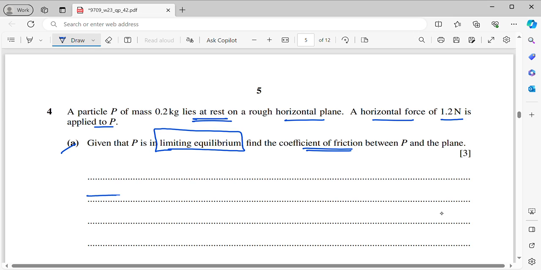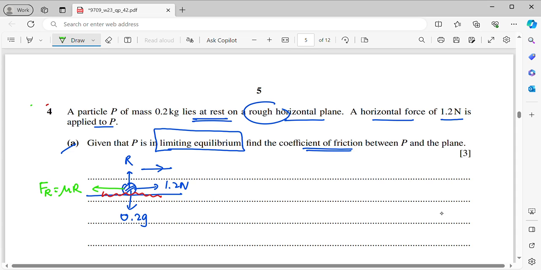So let's say this is the diagram. This is the P. Here you have 1.2 newtons, so the P is moving to the right side. The mass is 0.2 kg, so the weight is 0.2 g, and the same goes for the reaction force, the normal force. It is mentioned that it is a rough plane, so you will have frictional force. This frictional force is Fr, which is mu R.